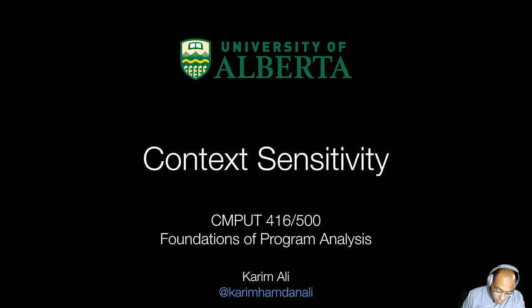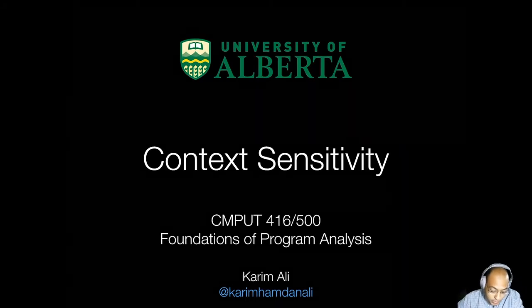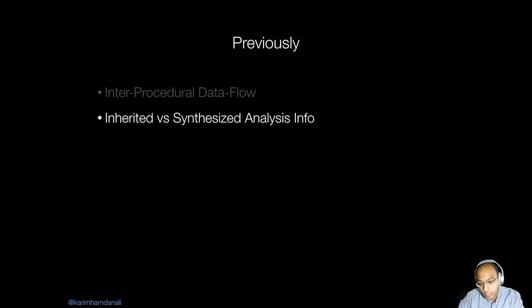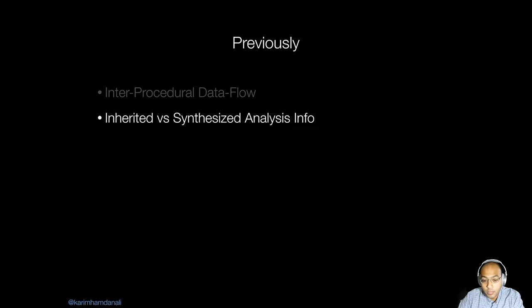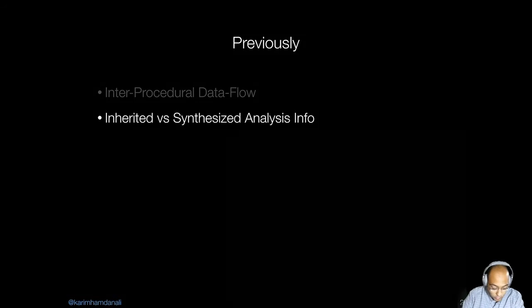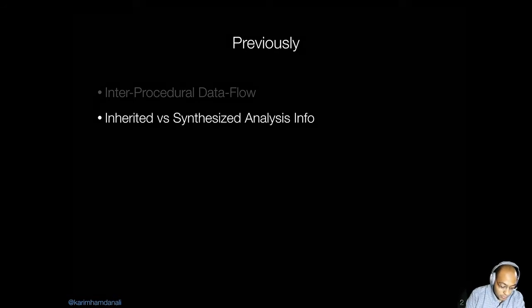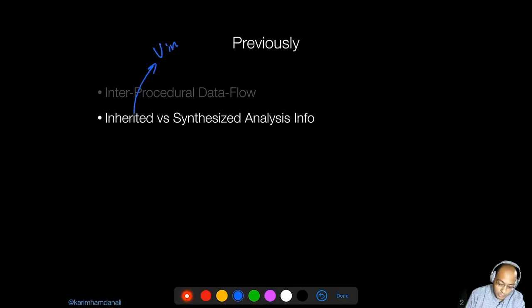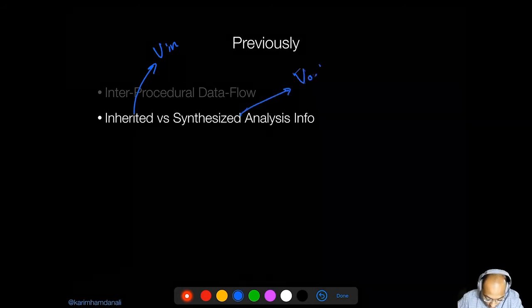So, going back to our lecture, last week we discussed interprocedural data flow analysis. We discussed inherited versus synthesized analysis information. Inherited information is information that is basically passed into the analysis, like information about the arguments and so on, like the input values. I recall when we talked about this, it is similar to the V in in the monotone framework. Synthesized analysis information is basically what is the V out of the analysis, using the same terminology as the monotone framework.